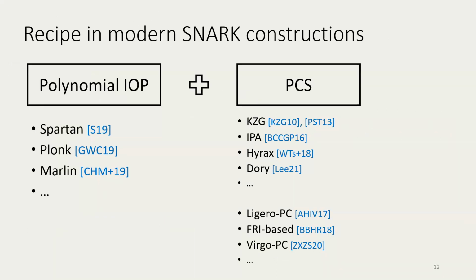There are many polynomial IOPs in the literature. There are also many polynomial commitment schemes in the literature. So we can pick one polynomial IOP and then combine it with any of the polynomial commitment schemes to get a SNARK.